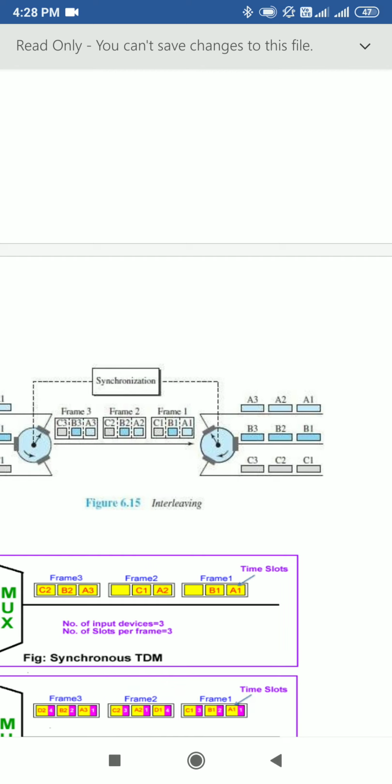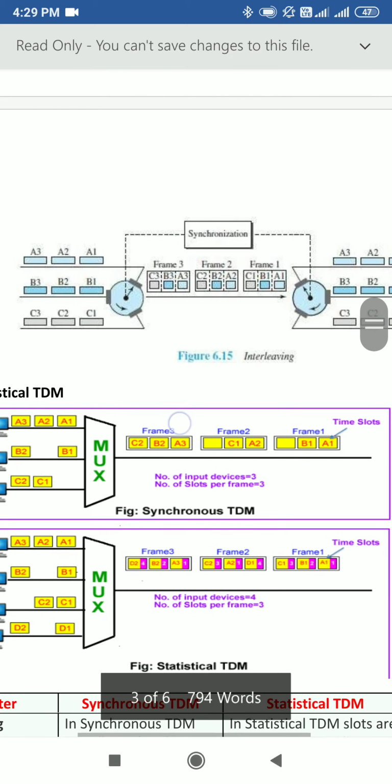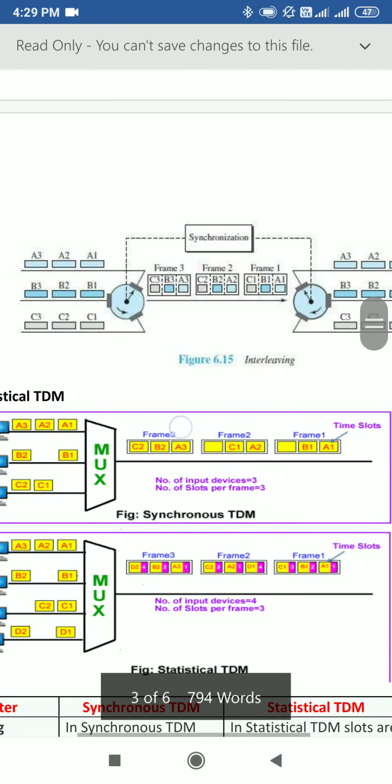And at the demultiplexer side we have the demultiplexer switch. This switch is responsible for reassembling the data received into a proper order. So we can call the switch of the sender the accumulator, and the switch of the receiver the decumulator. This is the concept of interleaving. This is all about synchronous time division.